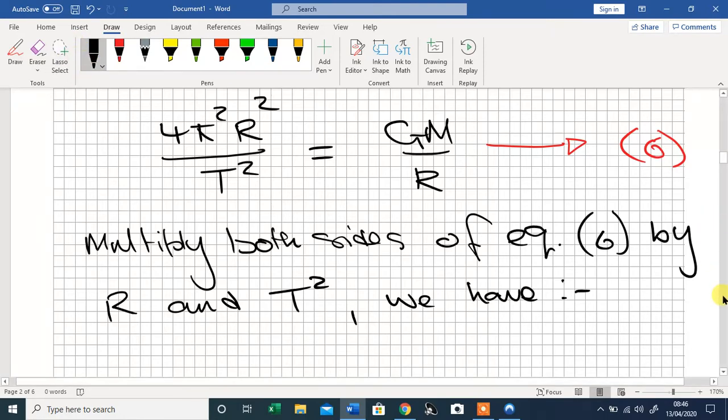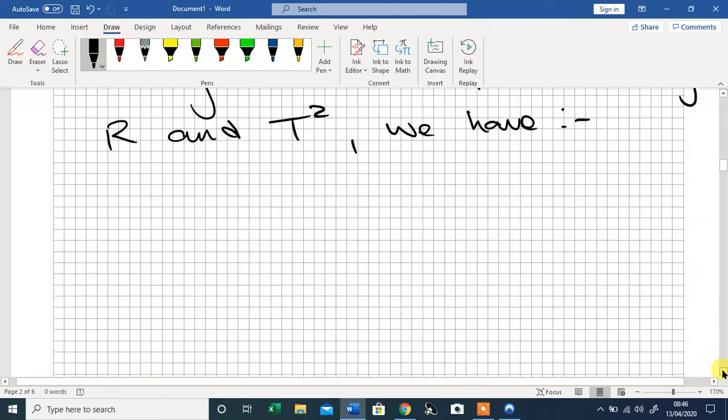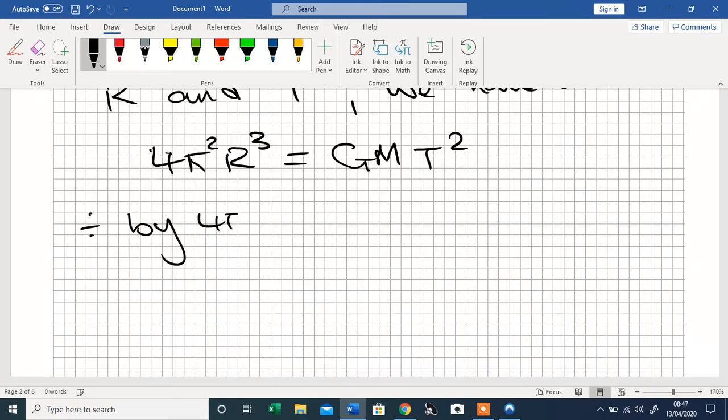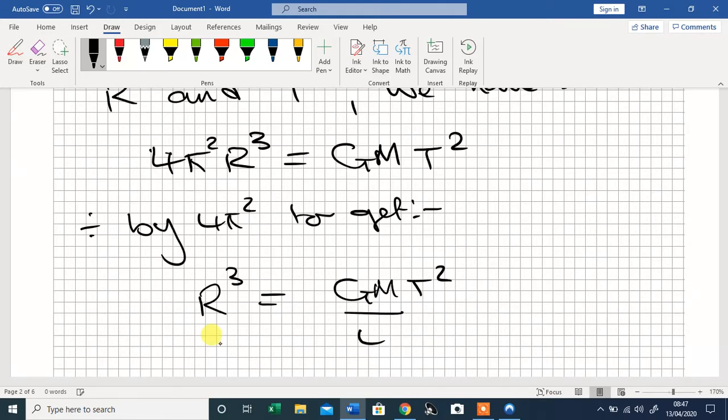Let me just scroll down a little bit. We have 4 pi squared r cubed equal to GM t squared. And then what we do is we divide by 4 pi squared to get r cubed equal to GM t squared over 4 pi squared. Right, so we're nearly there.